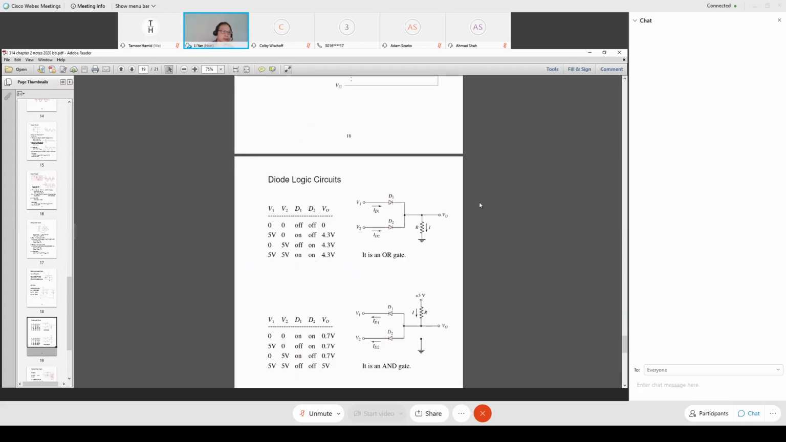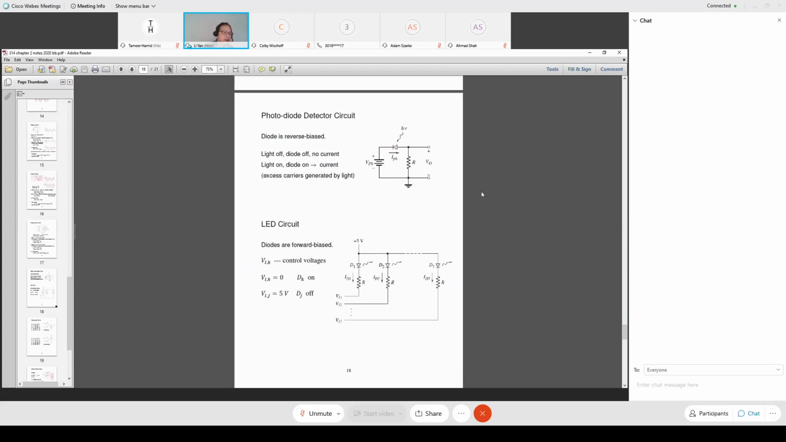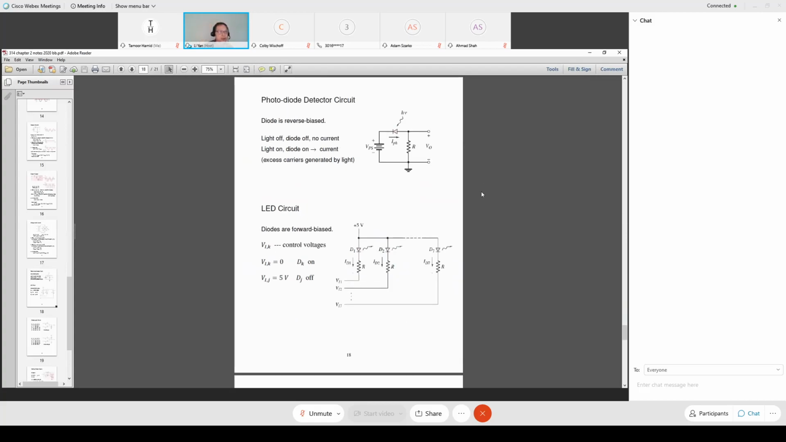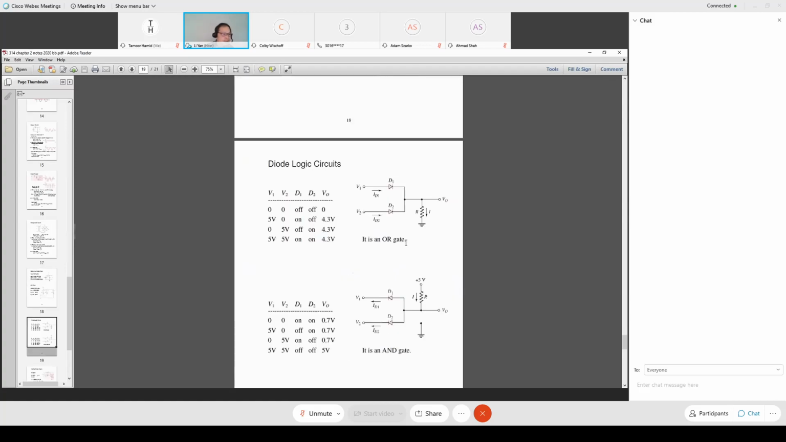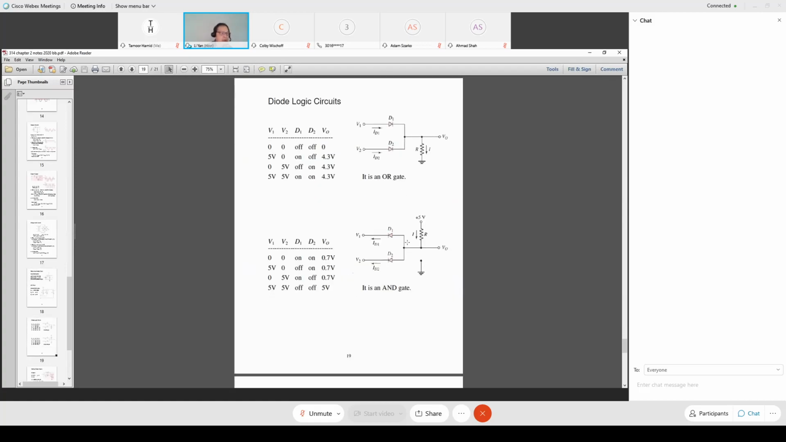Last class, we finished the additional diode circuits. One is a photodiode detector circuit, another one is an LED lighting circuit. Next, we come to examples of diode logic circuits. There are two diode logic circuits that we will show as examples. Let's go to the first, the top one.